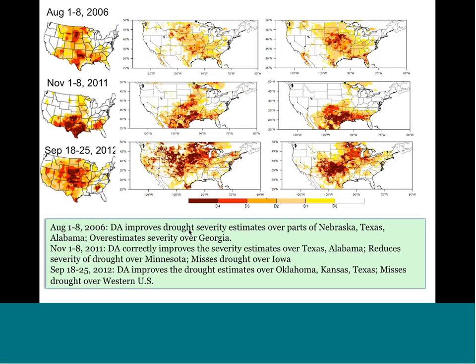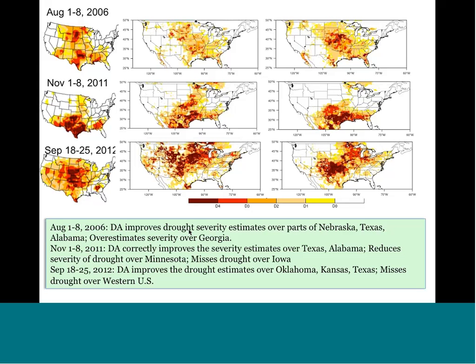On the right is with storage assimilation, and the summaries are below. It helps in some places, and it helps not only with location but with severity. In other cases there are misses, so we've got to look into that more.